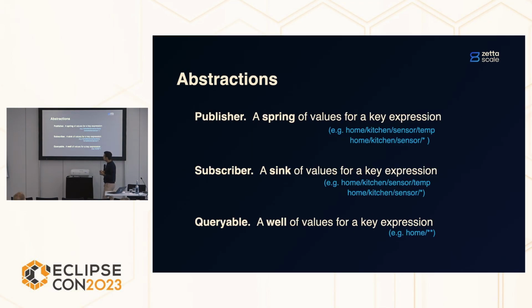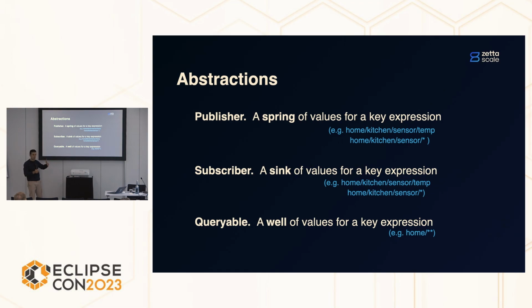Then we have three fundamental network abstractions. In the network, there are these three things that live in a Zenoh network. You have a publisher, and I like an analogy with water. A publisher is like a spring of value. Values sparkle out of the publisher. A subscriber is a sink, right? You declare a subscriber for a key expression, and that's what you get. That's continuous data being streamed to you.